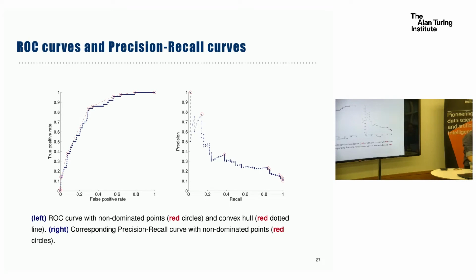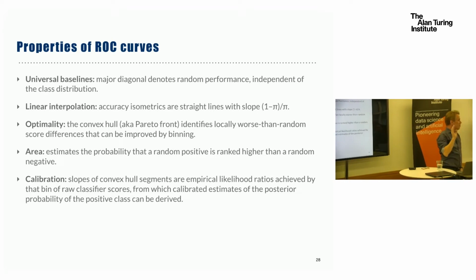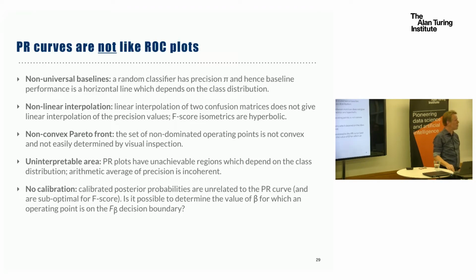So I won't go into details here because of time, but ROC curves have lots of nice properties, which is why people think, well, if I just change the axes a little bit and get precision recall curves, maybe I inherit those nice properties. Actually, none of those properties hold for precision recall curves. Everything is problematic in precision recall curves.